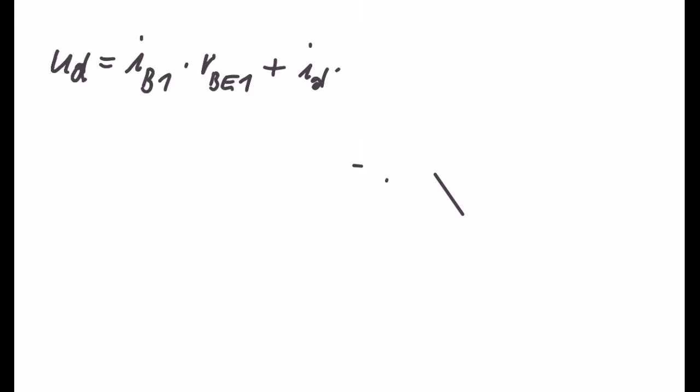Now we have UD equals IB1 times RBE1 plus ID times 2 times RE minus IB2 times RBE2.